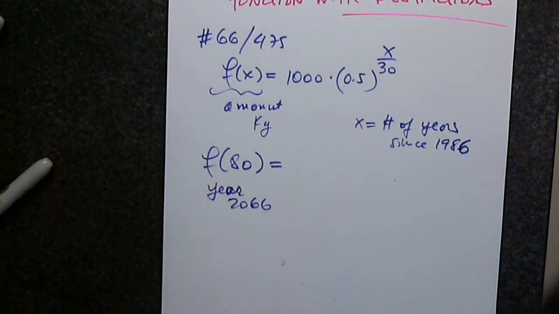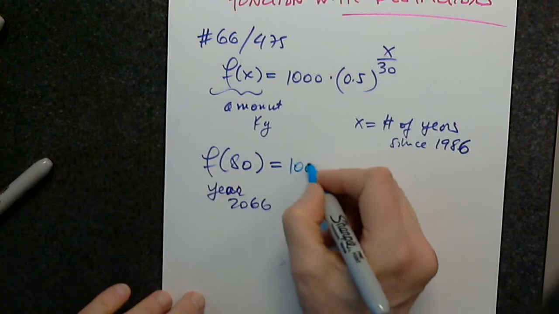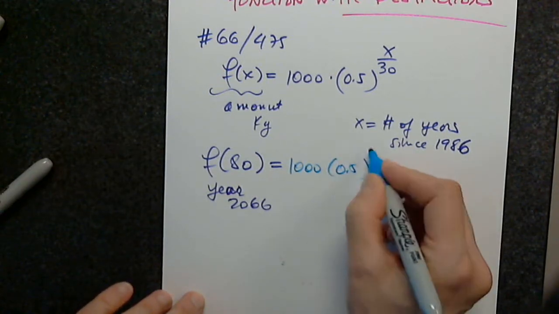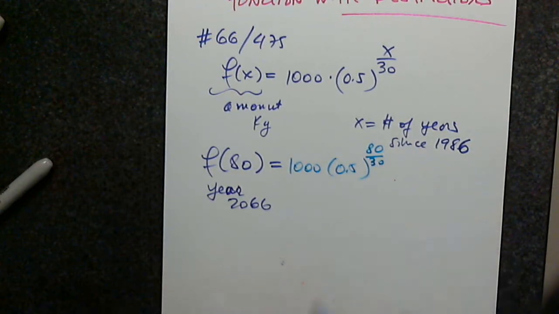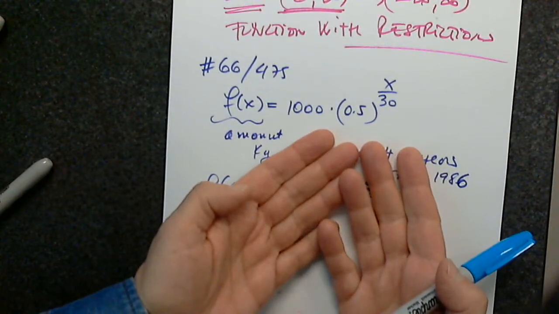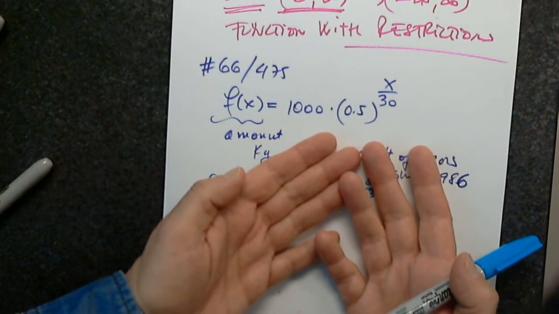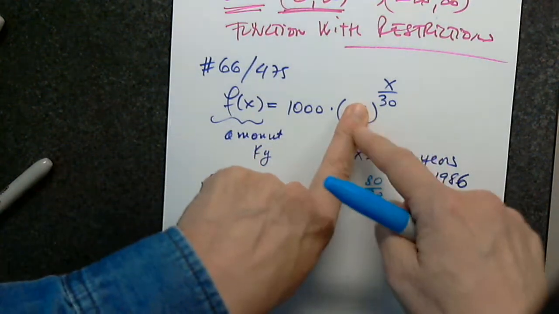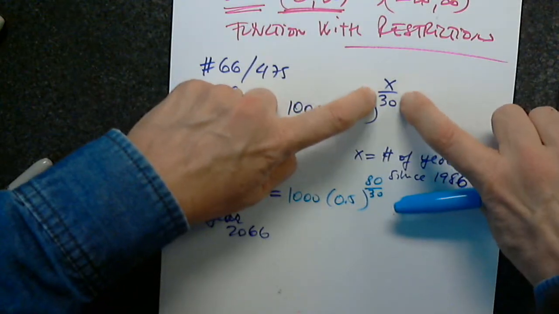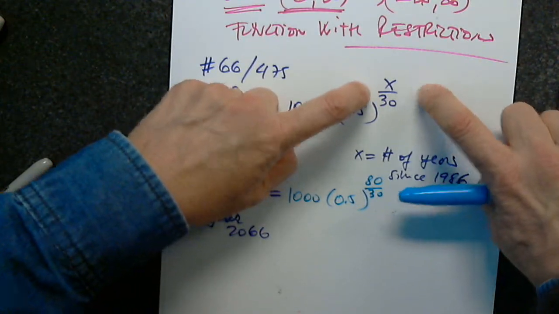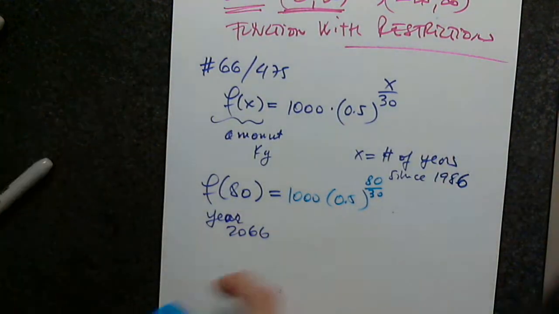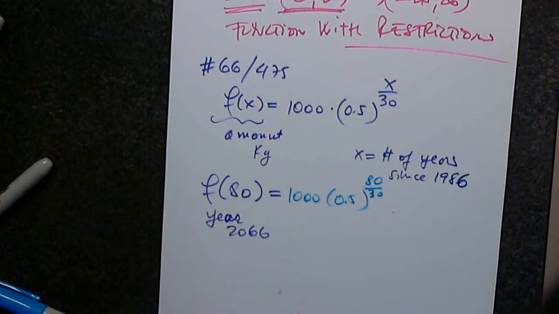Obviously, plug it in. So I have 1,000 times 0.5 raised to 80 divided by 30. I omitted to ask you, what kind of function is this? Is it rational? Exponential. Exactly. It's exponential because it has a number as the base and the variable is somewhere at the exponent level. There is no other x anywhere. So this is exponential. Very good.